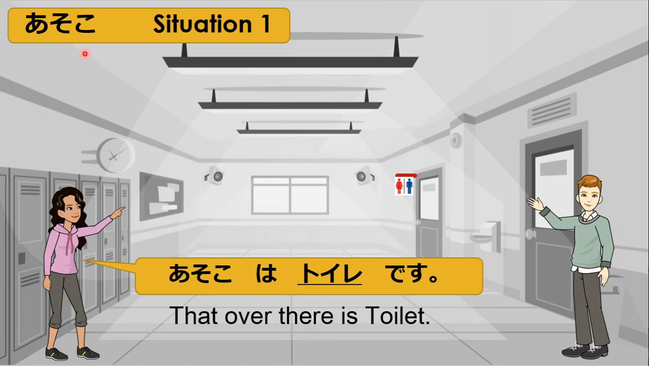Asoko in situation 1, when the speaker and the listener are away, the places far away from both of them is referred as asoko. Here they say, Asoko wa toire desu. That over there is toilet.